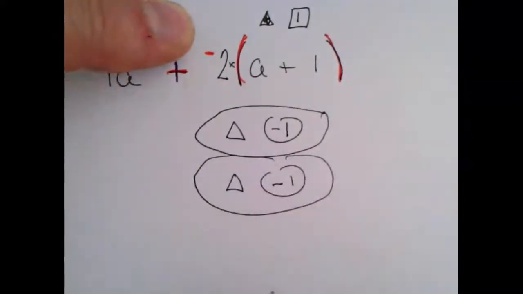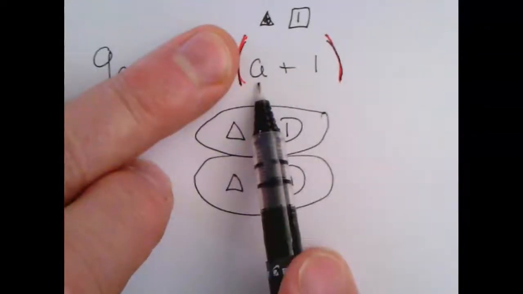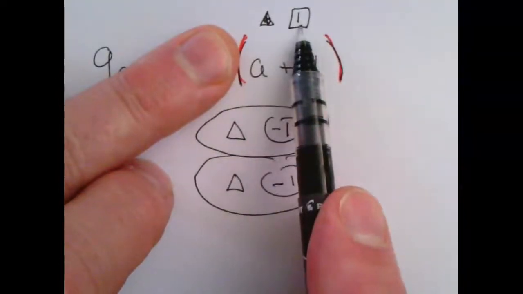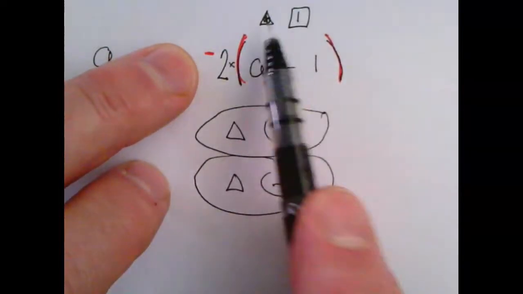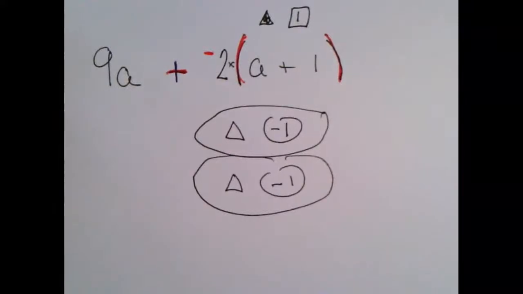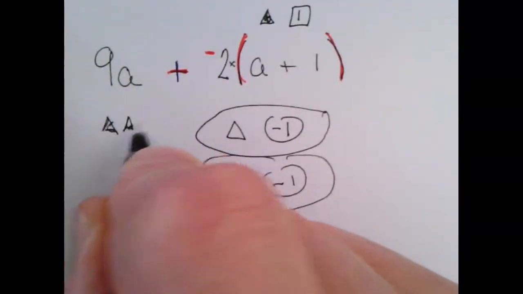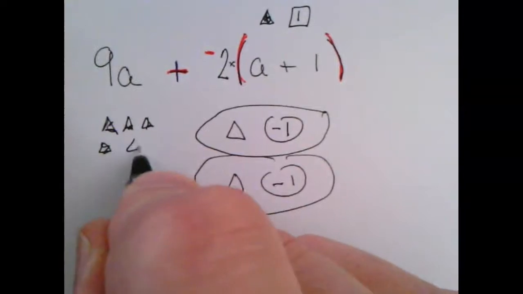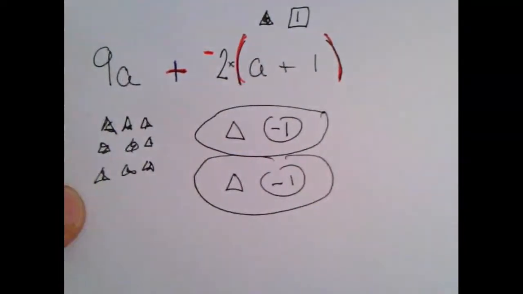And I know it's confusing, but what we will end up having is, instead of a positive a and a 1, it ends up becoming a negative a and a negative 1. They turn into the opposites. And so this is what this picture is going to look like. And over here, I've got 9 a's. 1, 2, 3, 4, 5, 6, 7, 8, 9, like this.